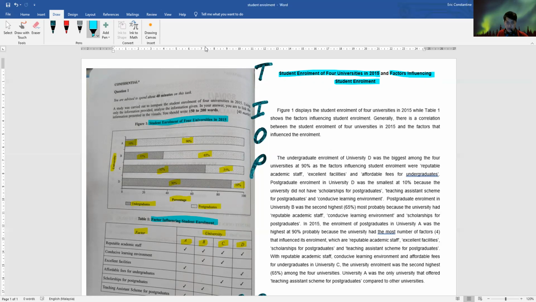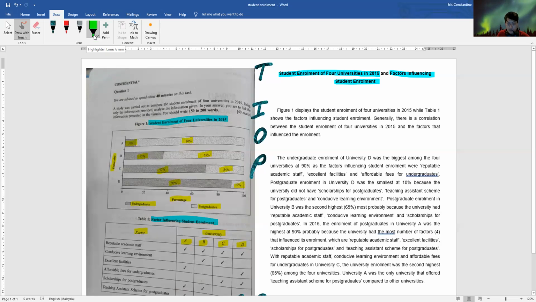So again, for the topic, student enrollment of 4 universities in 2015, taken from the first visual, that is figure 1, and factors influencing student enrollment. Okay, very clear and very straightforward. Now let me just change another highlighter so that it's easier for you to see. Let's use the green color.